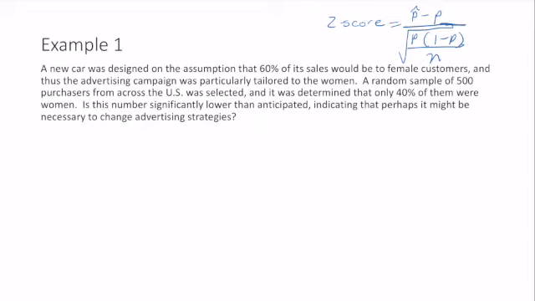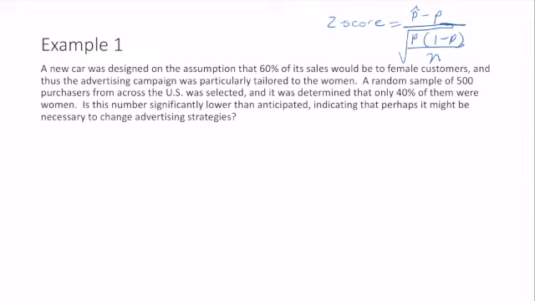So let's take a look at example 1. A new car was designed on the assumption that 60% of its sales would be to female customers, and thus the advertising campaign was particularly tailored to the women. A random sample of 500 purchasers from across the U.S. was selected, and it was determined that only 40% of them were women. Is this number significantly lower than anticipated, indicating that perhaps it might be necessary to change our advertising strategies? This is definitely something as a car maker I could ask myself.